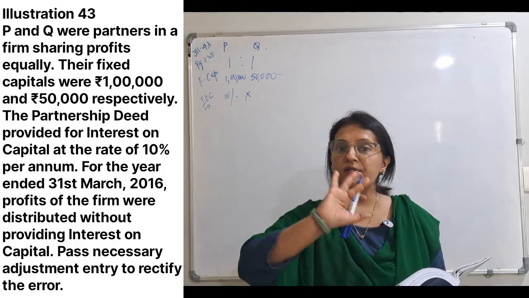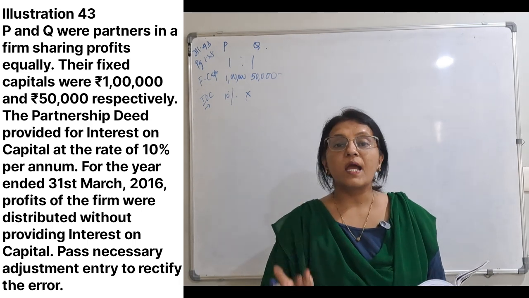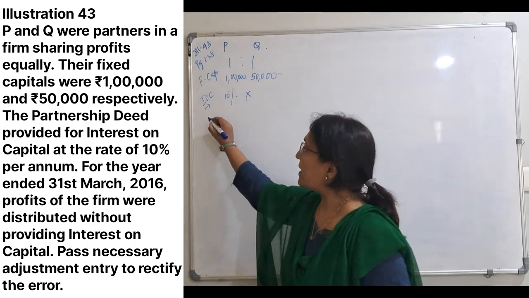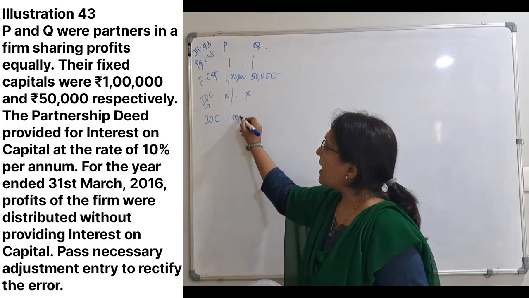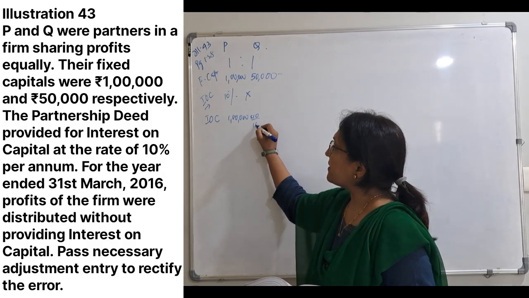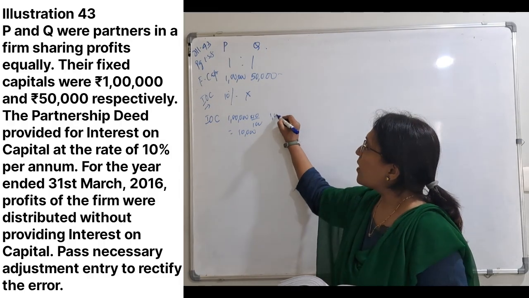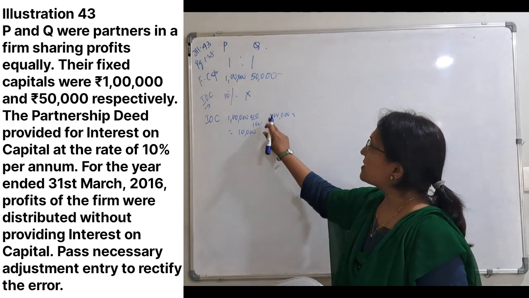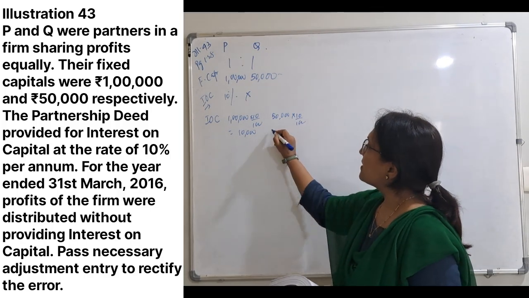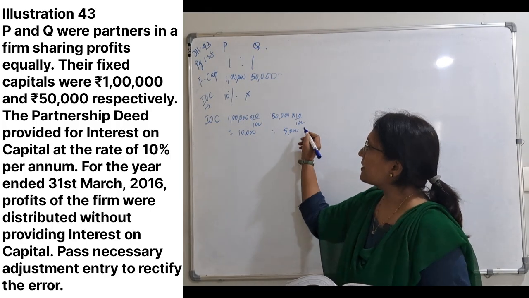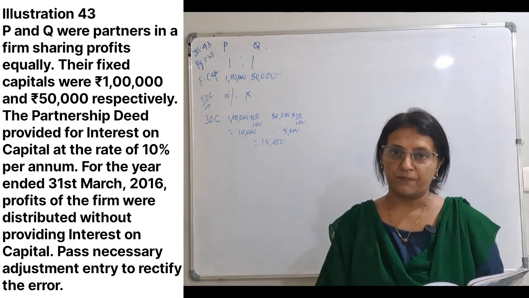We have just divided the profit. But how much was the interest on capital which we had to give? So the first part is interest on capital of P, which is 1 lakh into 10 by 100, 10%, that is 10,000. And for Q, it is 50,000 into 10 by 100, that is 5,000. Total interest on capital that we had to give is 15,000.